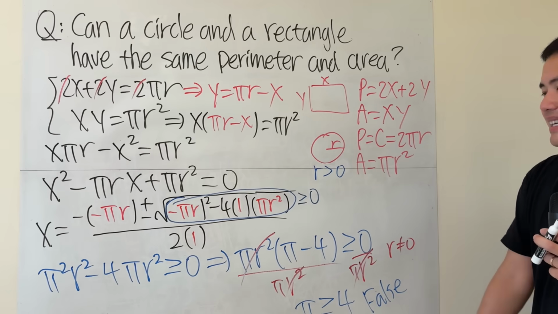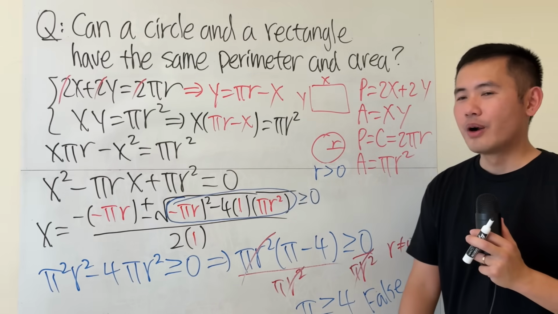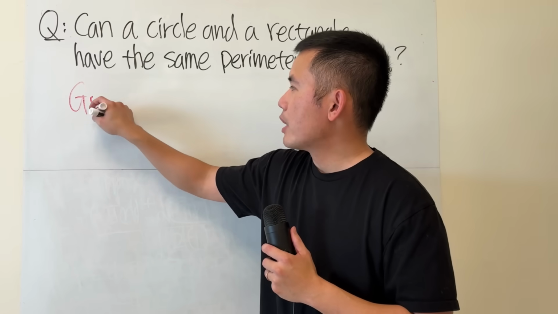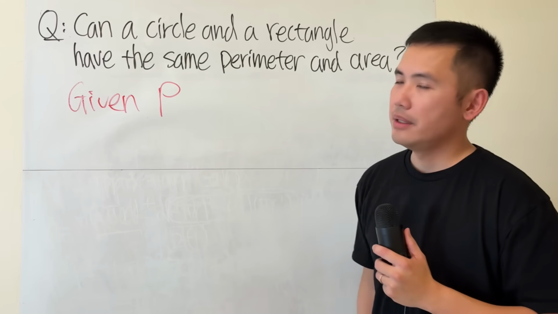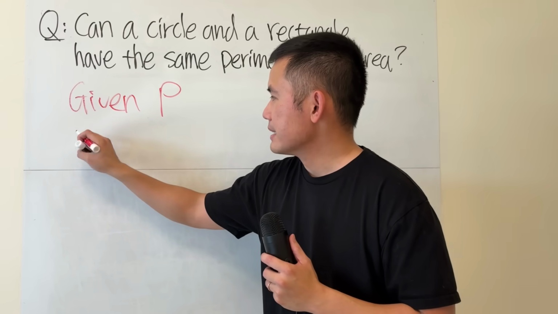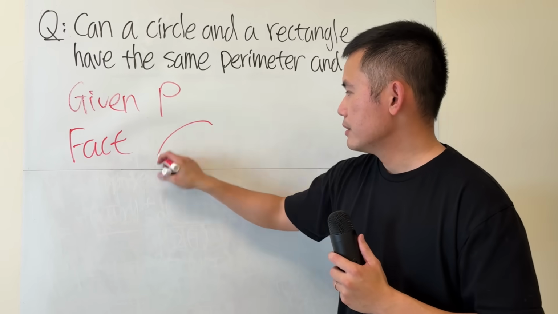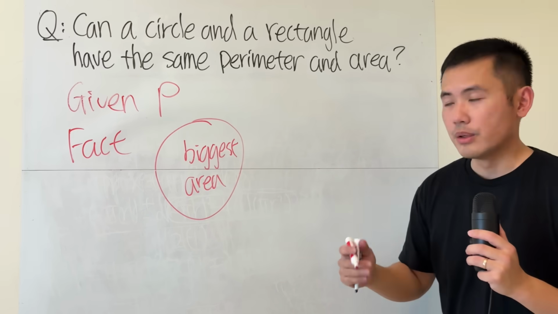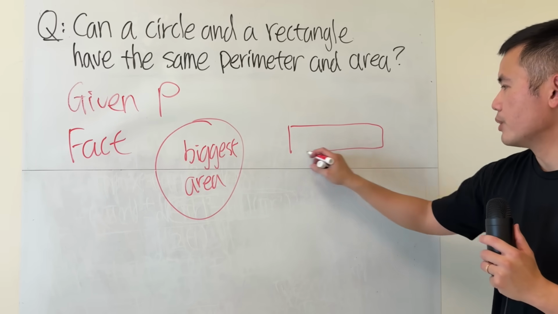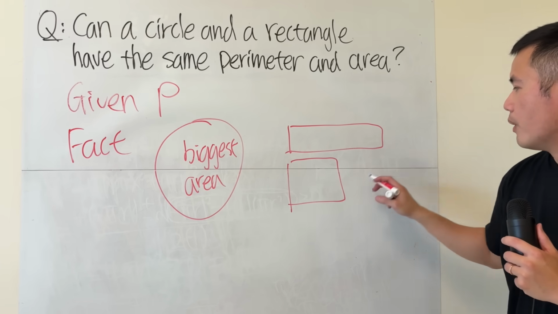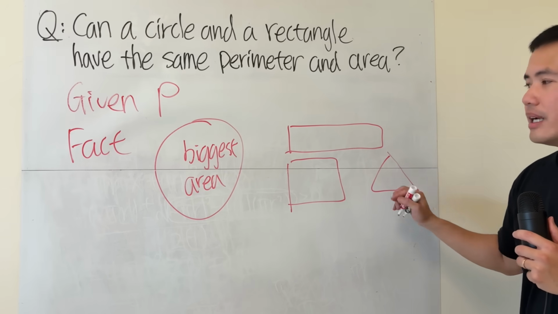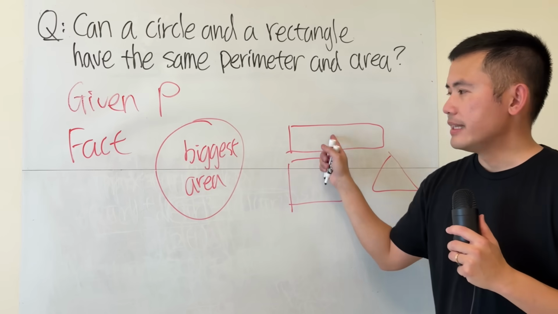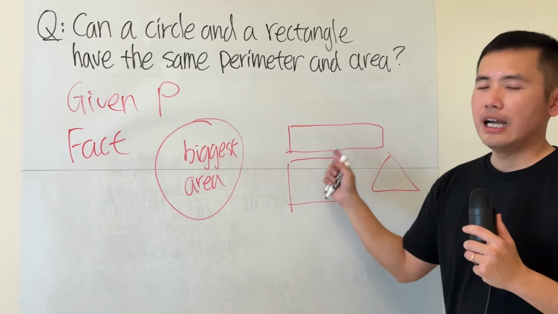And in fact, besides doing the algebra, you could have argued it in the following way. Here's the idea. If you have any given perimeter p, the fact is that a circle has the biggest area among any other shapes that you can enclose. So no matter how you try to enclose your rectangles, squares, triangles, whatnot, these will never be the same as that. So even though this and that have the same perimeter, they can never have the same area.